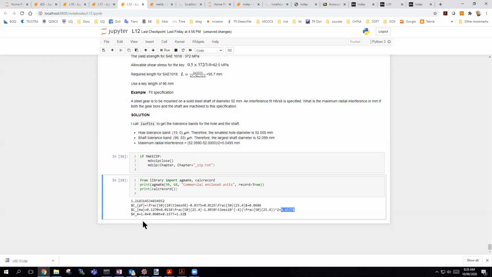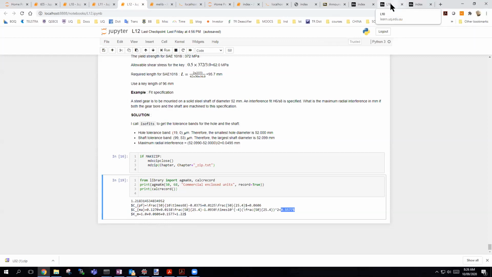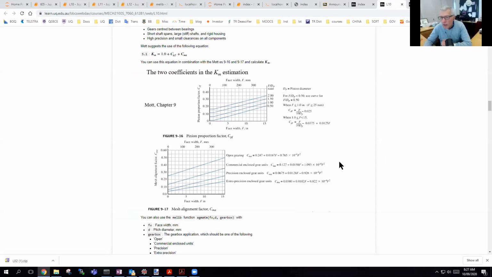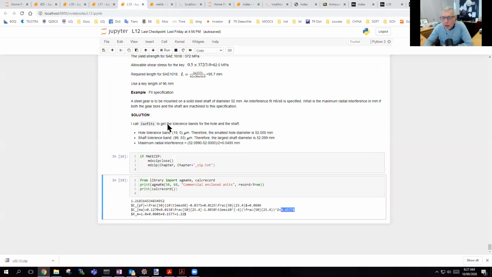If you go back to the lecture, to calculate CMA below the second graph: commercial enclosed gears, 0.127 plus 0.0158F minus 1.093, times 10 to the -4. What is the result of all that for commercial enclosed units? That number here is all of that. Just 0.1577.